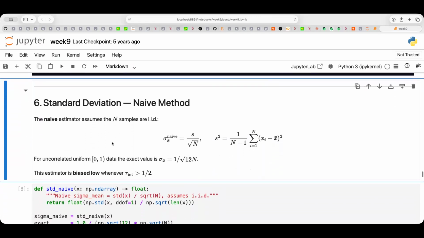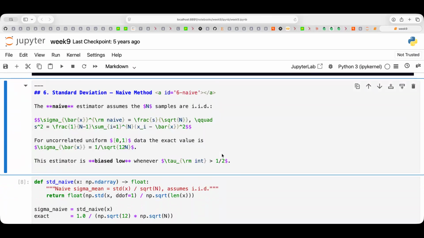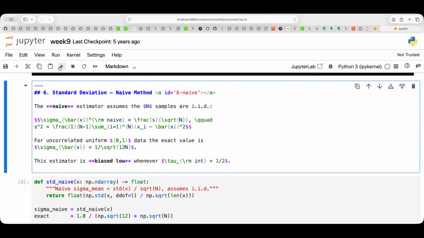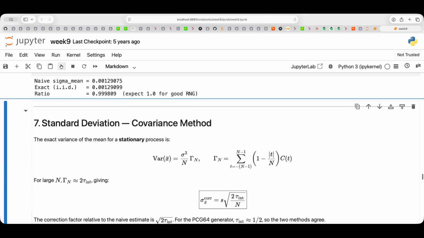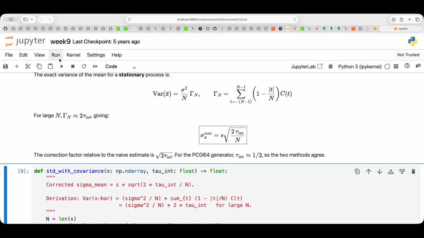Then you can calculate the standard deviation in a naive method. And this is actually the quantity which you would typically set up. In this case here, it's pretty close to the exact result. And then you have the covariance method, where we actually use the covariance, which we discussed. So essentially everything we had before the break in equations on the whiteboard are implemented as codes in here.